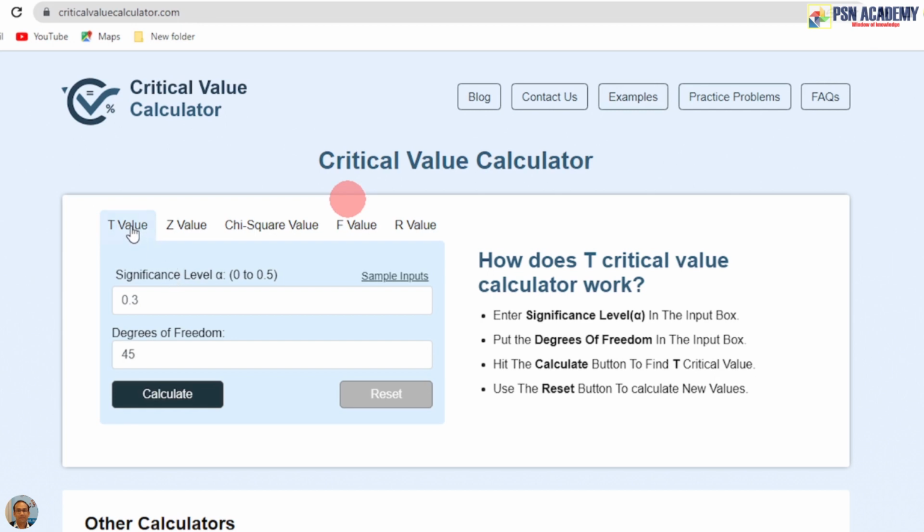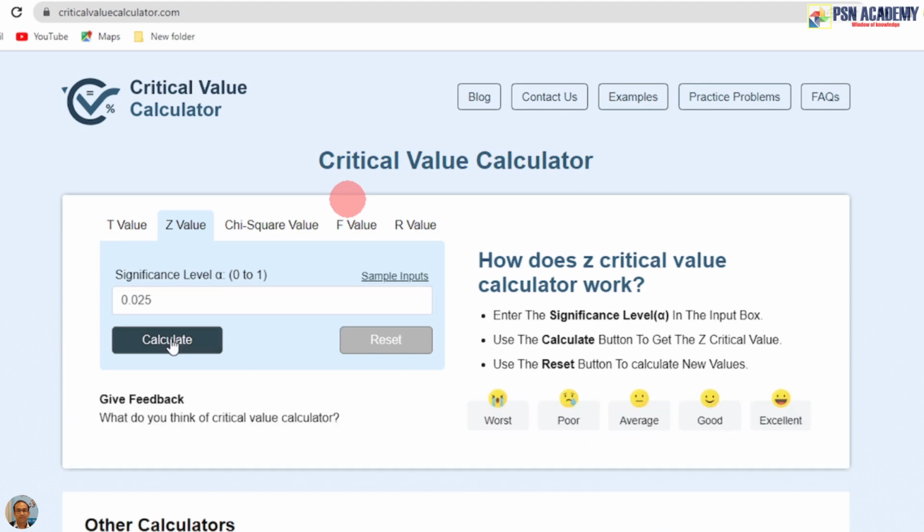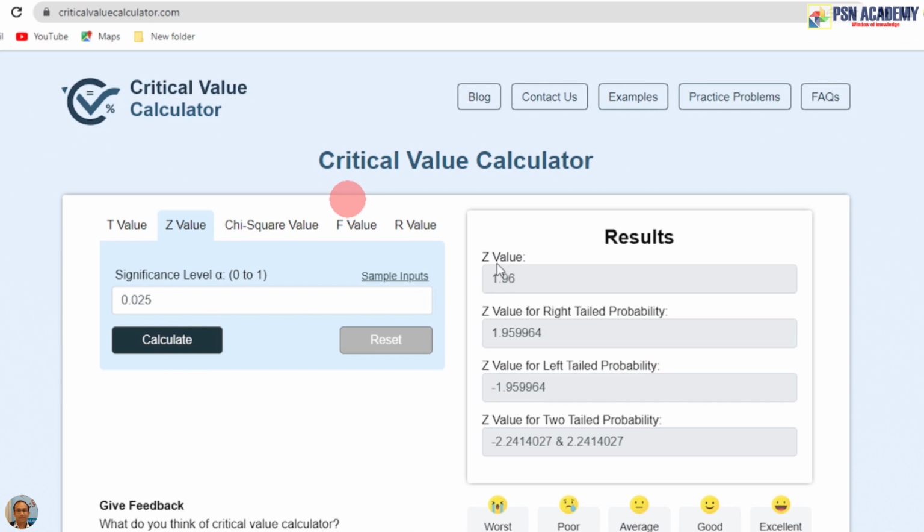They have given the tabs here. For the t value, you can go for the significance level and the degrees of freedom. For the z value, we can go for the significance level. We have the significance level as 0.025. We give the entry here and press the calculate button, and you get this z value here, and we have right-tailed, left-tailed, all those values you can have. So it is actually 1.959, that is equivalent to 1.96 for the z value, okay?